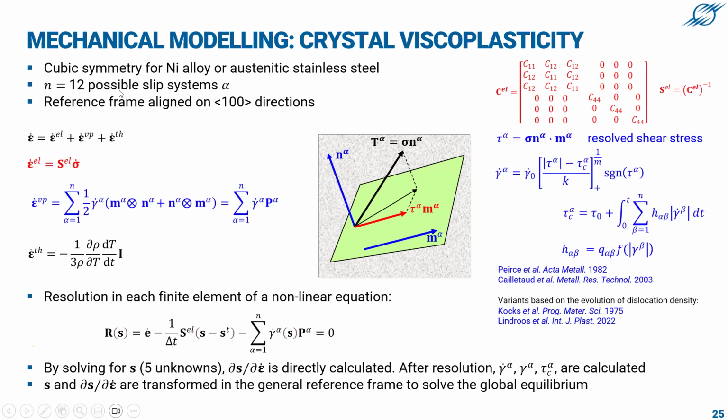We have a finite, discrete number of slip systems, and aligning the reference frame with the 100 directions, we are able to express the decomposition of the strain rate into an elastic part with an anisotropic elastic matrix, and a viscoplastic part. The viscoplastic part is defined based on the shear rate within each slip system, times the Schmid tensor, and the Schmid tensor depends on the normal to the slip system and the direction of slip.